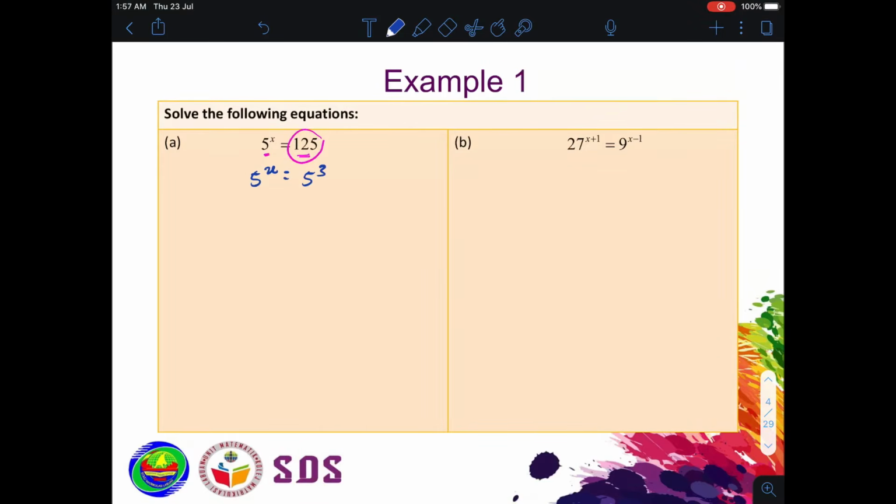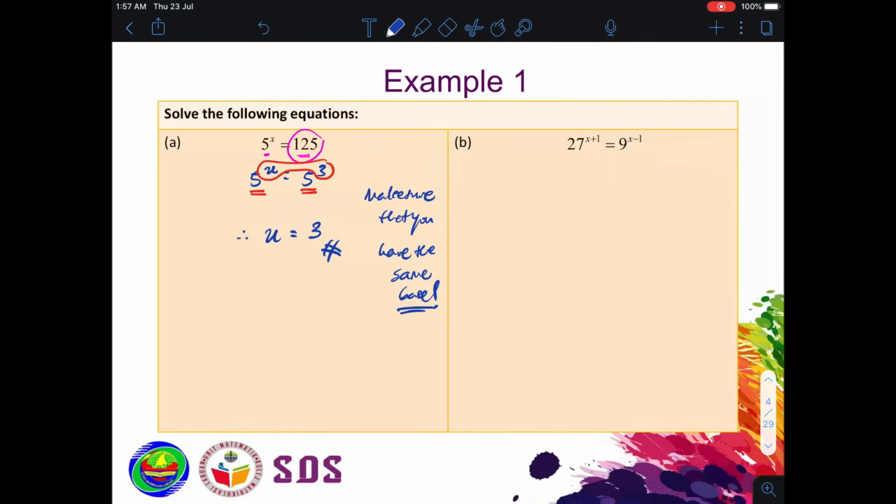And when you have the same base already, meaning you can compare your index. Therefore, your answer is going to be x equals 3. Just like that. Just make sure that you have the same base. Very easy.